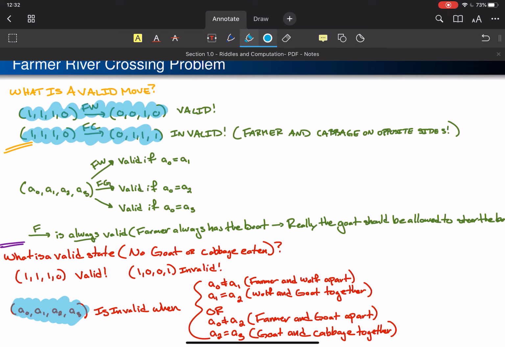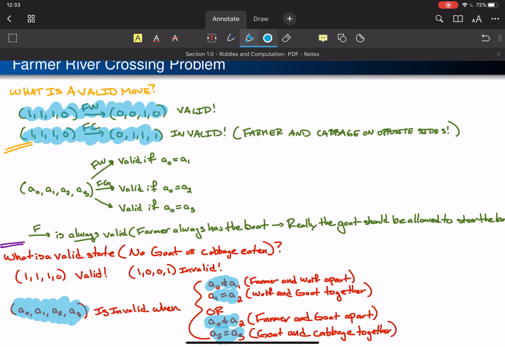So the first one is going to see where the wolf eats the goat. We do a quick test to see if the farmer and wolf are apart. If they're not on the same side, then we ask if the wolf and goat are together. If that happens, then the wolf eats the goat, and we know that we're in a non-valid state. Same thing here. If the first cell, so the farmer and the goat, are not the same, so they're on opposite sides of the river, then we ask, are the goat and the cabbage together? If that happens, then something's getting eaten as well.